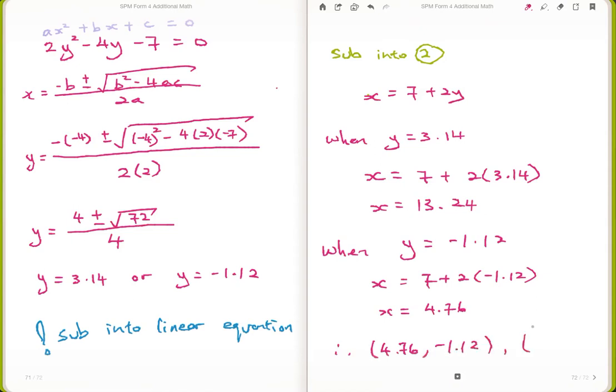While when my x is 13.24, my y is equal to 3.14, the two coordinates. So this is what it means by a simultaneous equation, to look for the two coordinates where the two equations intersect with each other. And the two methods are called the substitution method and the elimination method.